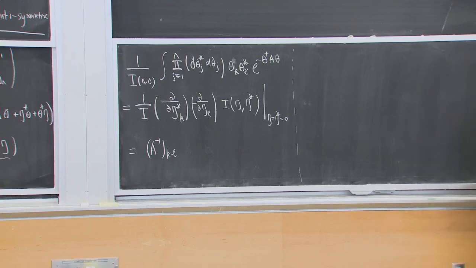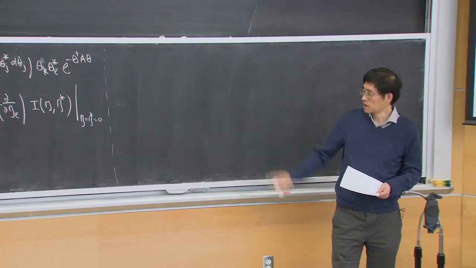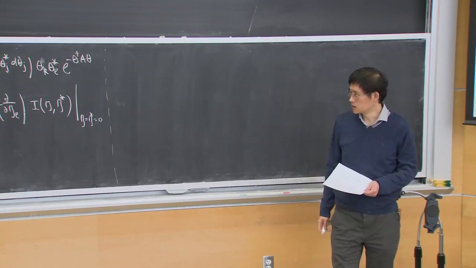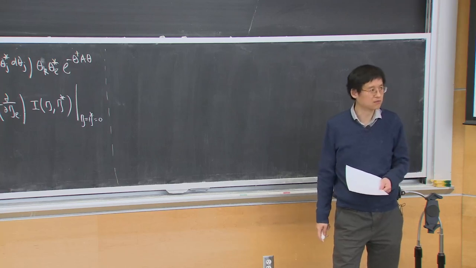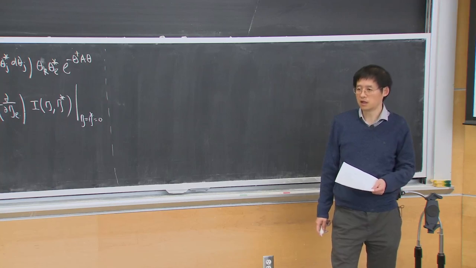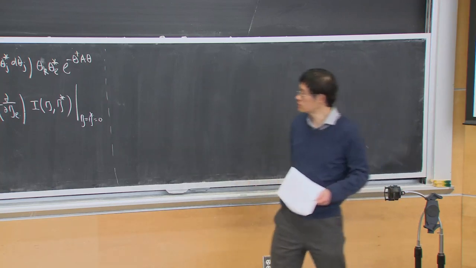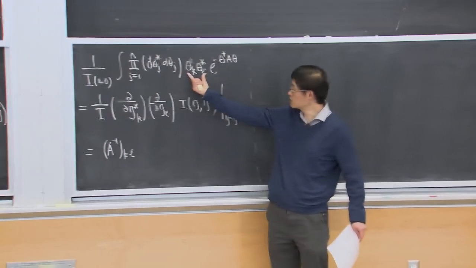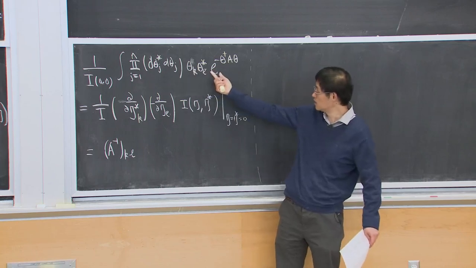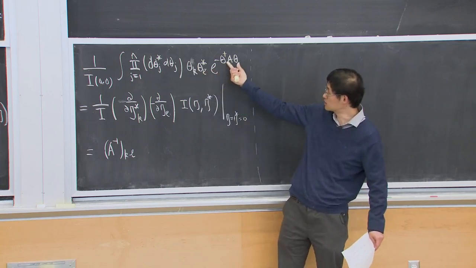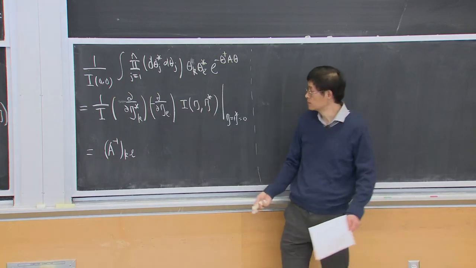Yes? Sorry if I missed it, but is there a name for that I? Just an integral, yeah, just a shorthand notation. You can call it a generating function. This is a generating function for arbitrary powers of this kind of integral, because any combination of theta k, etc., you can obtain by taking derivatives on this I.